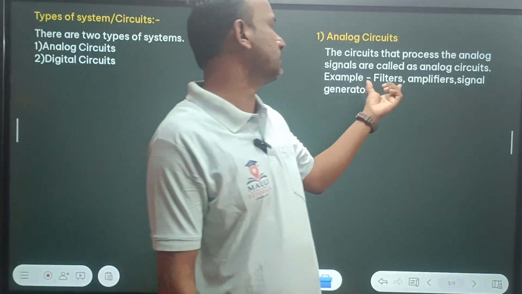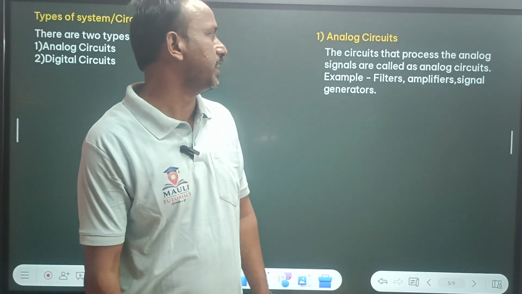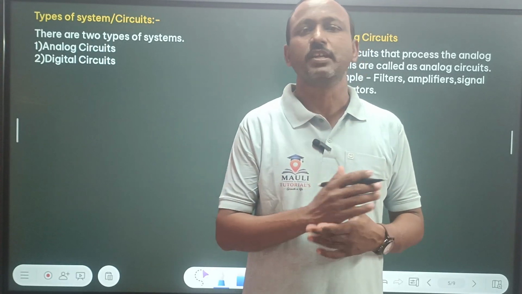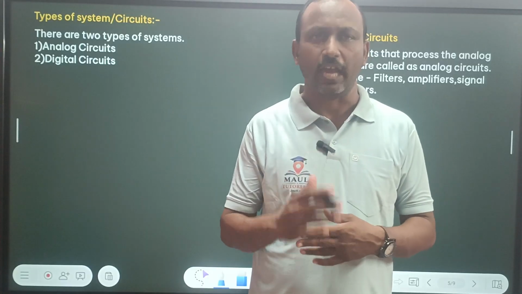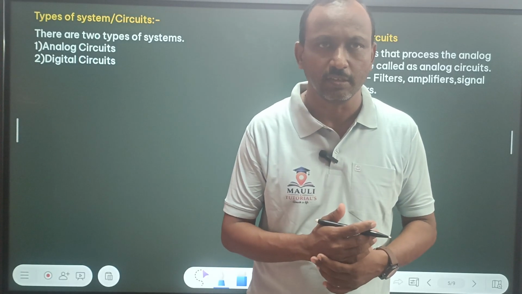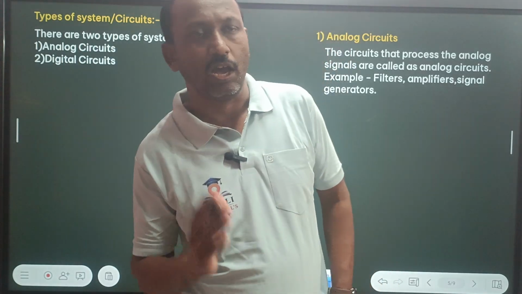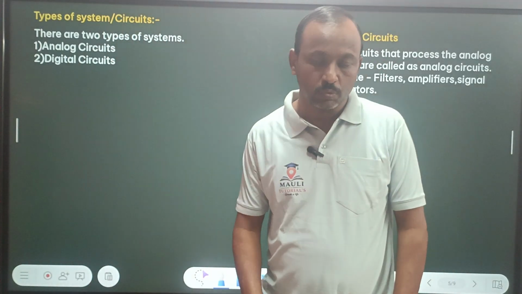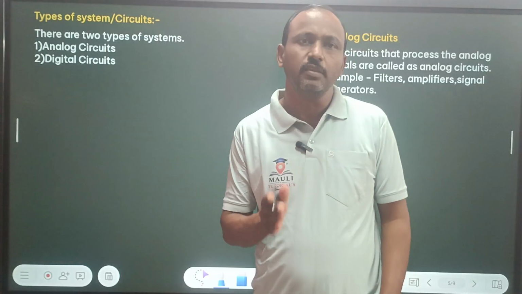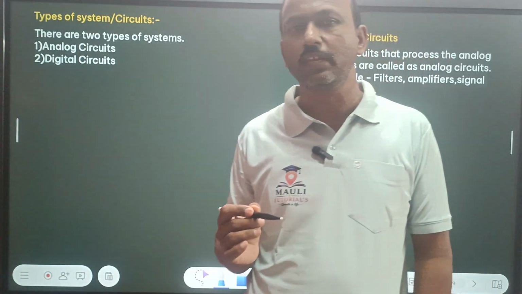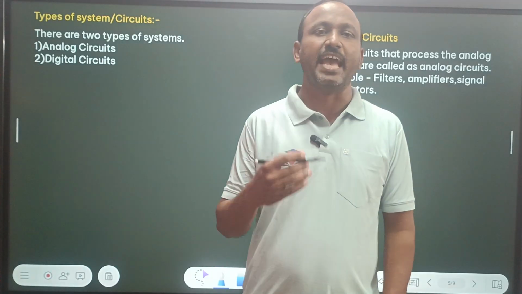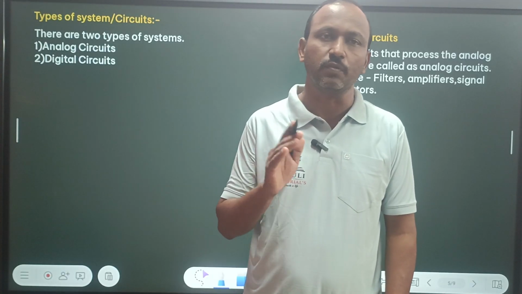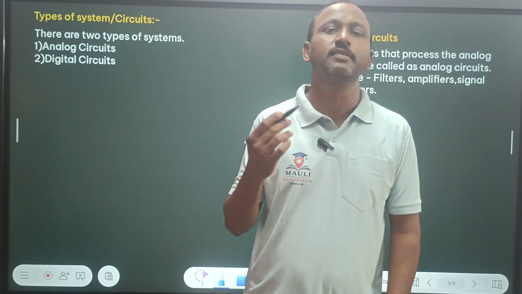Examples of analog circuits are filter, amplifier and signal generator. Filters are circuits which are used to filter the applied input: low pass filter, high pass filter, band pass filter, band reject filter. Amplifier is a circuit which is used to amplify the signal. The process in which a weak signal is converted into a strong signal is called amplification, and the device which is used to convert a weak signal into a strong signal is called an amplifier.